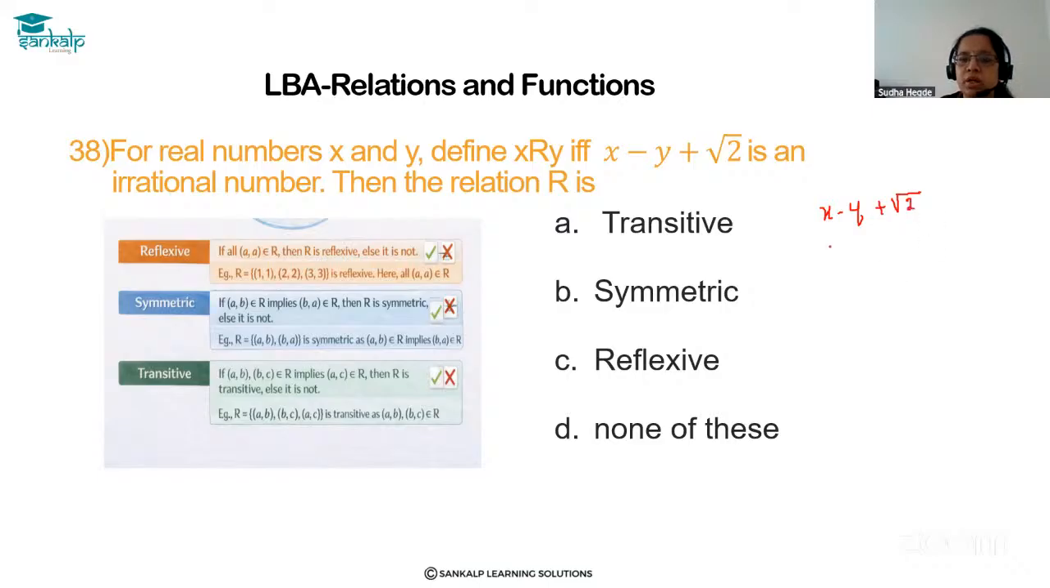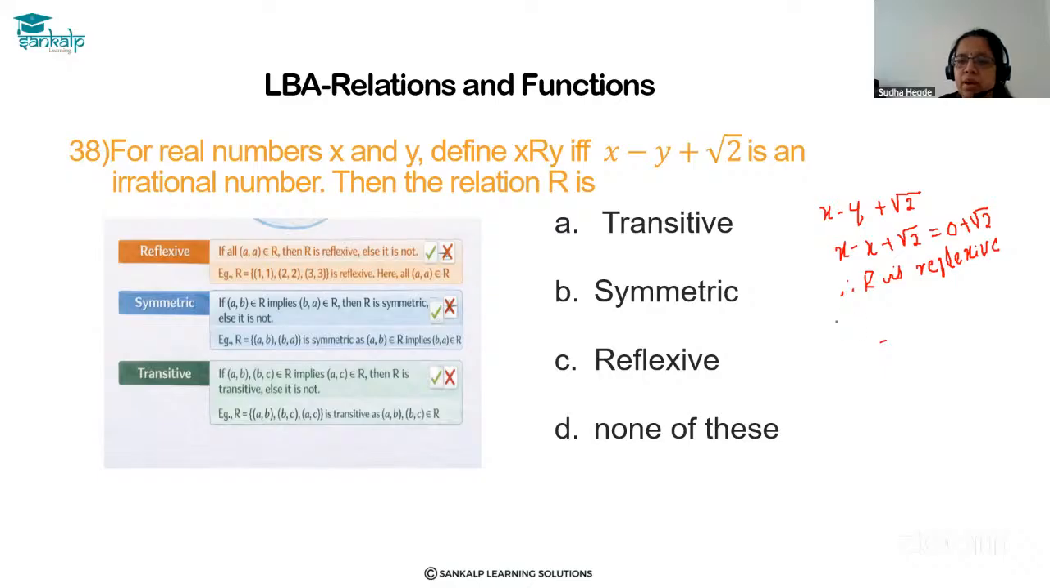So how do you check reflexive? Replace y by x. X minus x plus root 2. That is 0 plus root 2. Is it irrational? Definitely it is an irrational number. Therefore, R is reflexive. R is reflexive. Now, check symmetric.